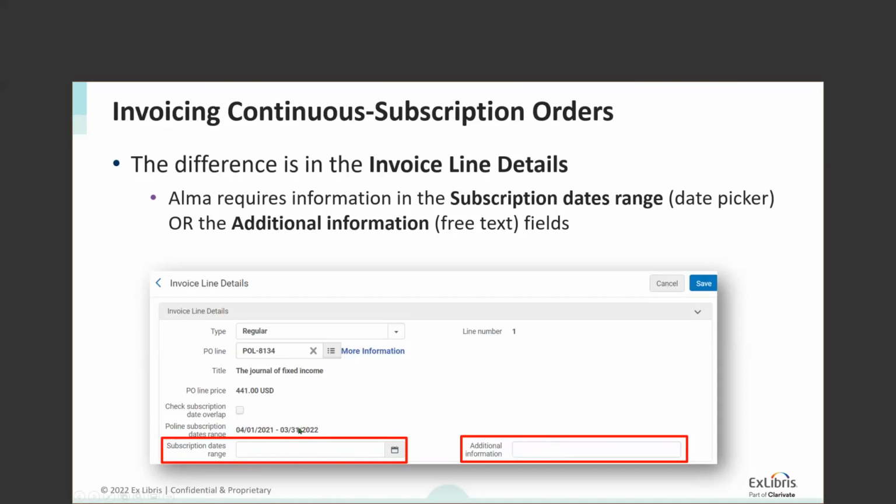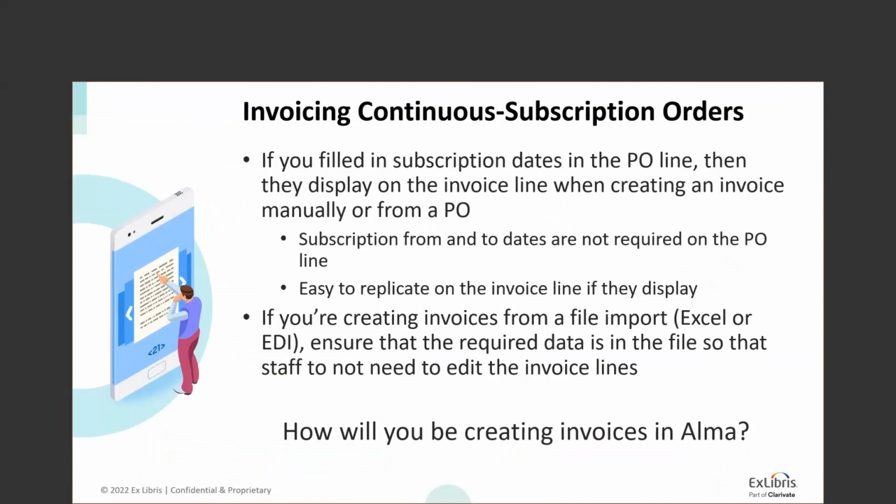This data that shows here came from the PO line, but it is not required content on the PO line. So if you fill it in, it shows up here on the invoice line. But if you didn't fill it in, that's okay. You could always just replicate that here, or you could just put in a message here in the additional information field. But Alma's going to want one of those filled in to approve a subscription invoice line. So this is just talking about how that data got there.